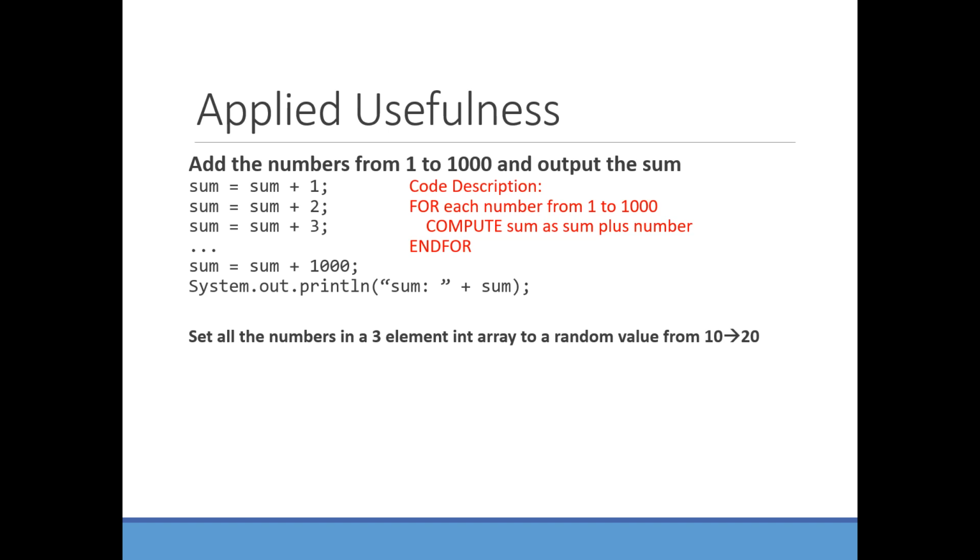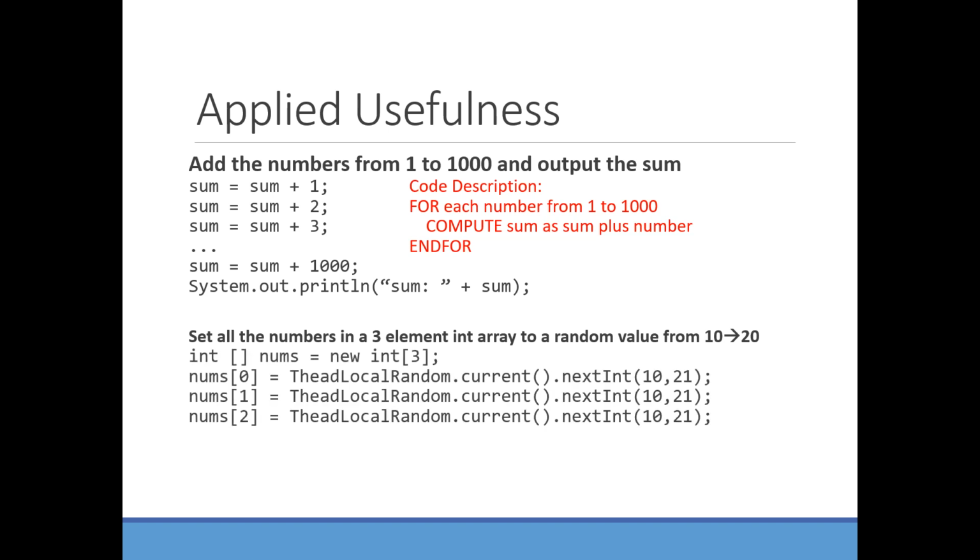So let's say we want to set all the numbers in a 3-element array to a random value between 10 and 20. We could do that, and it would look something like this. We create the array of 3 elements, and then one at a time, nums at 0 equals get the random number between 10 and 21. Nums at 1 equals get the random number between 10 and 21. Nums at 2 equals get the random number between 10 and 21.